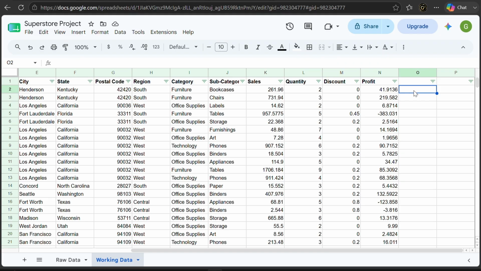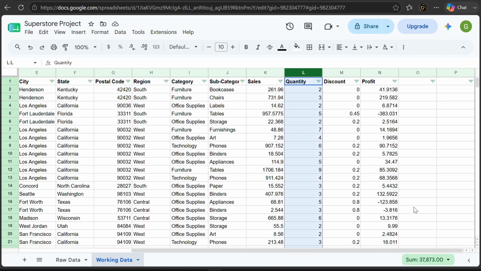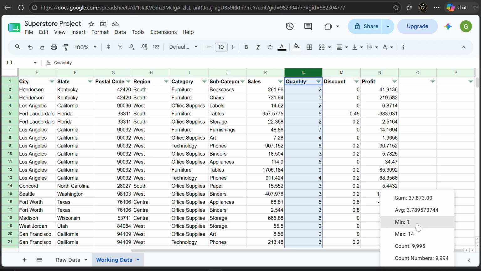So let's just quickly do that. I'm just going to click the top of this column K here, and let's go to this down part here. Let's do writing formulas. We can see our minimum value is 0.444, and our maximum value is 22,638.48. That's fine. Then I'll go to column L, that's here. Our minimum value is 1. That means one quantity of that particular product was sold, and then the maximum value is 14.